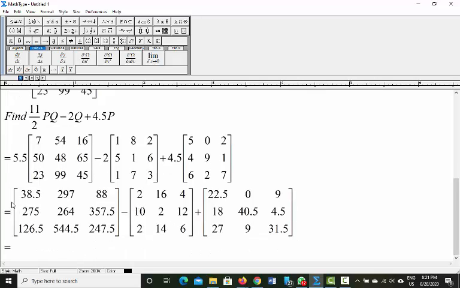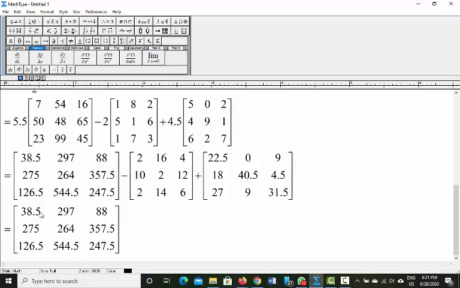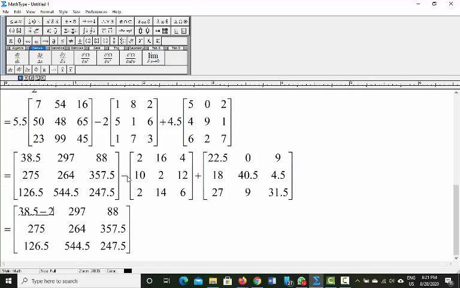Okay, so that means addition and subtraction. So here there is a minus and there is a plus. So what we will do, we will process it element by element. Right. So how we will do it? From this one we will deduct 2 because there is a minus here. So minus 2 plus 22.5.